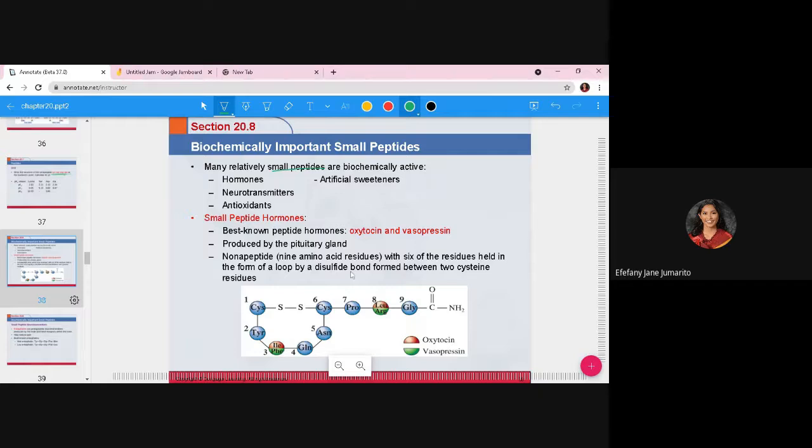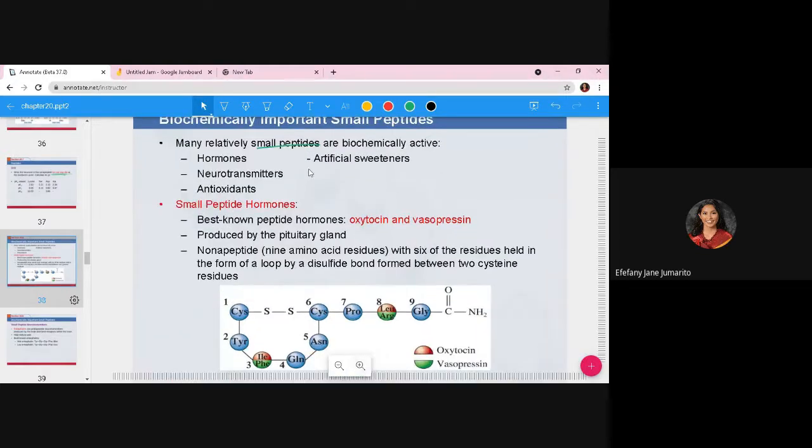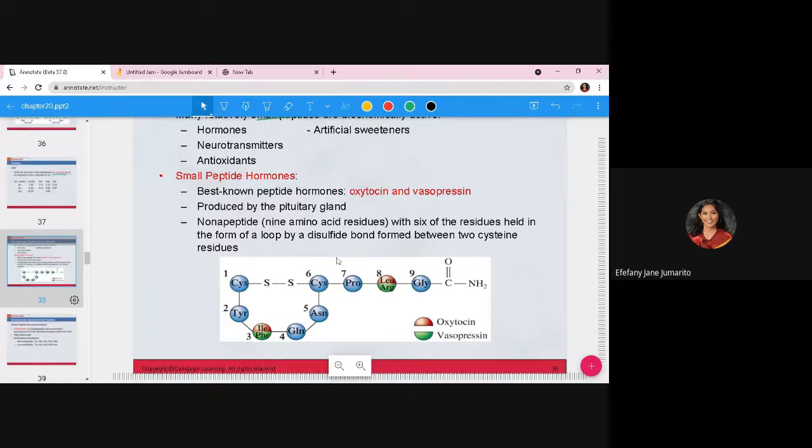Now, the best known peptide hormones: we have oxytocin. When we say oxytocin, it's one of the happy hormones. Oxytocin and vasopressin are small peptides produced by the pituitary gland. Now notice this, class. What's the difference between oxytocin and vasopressin?